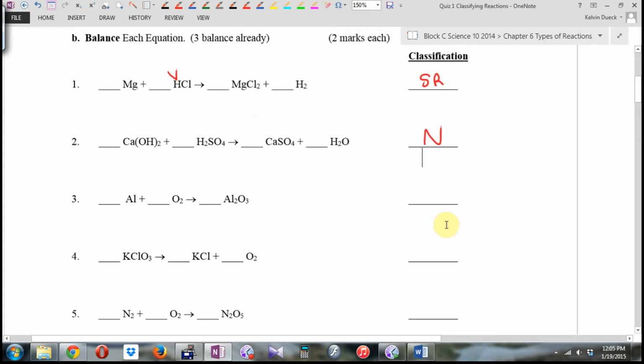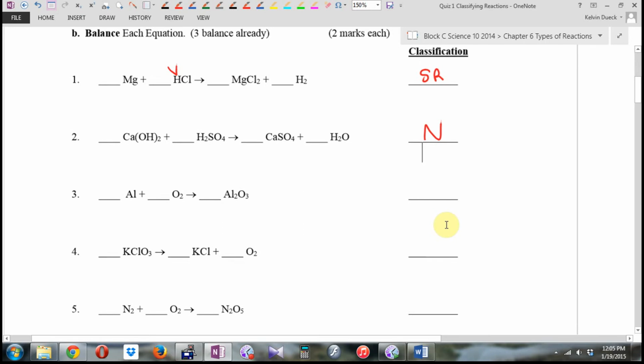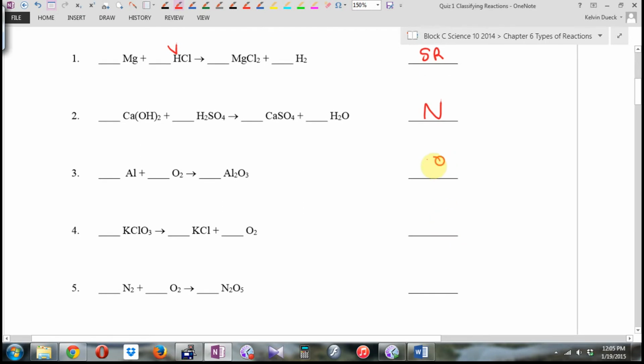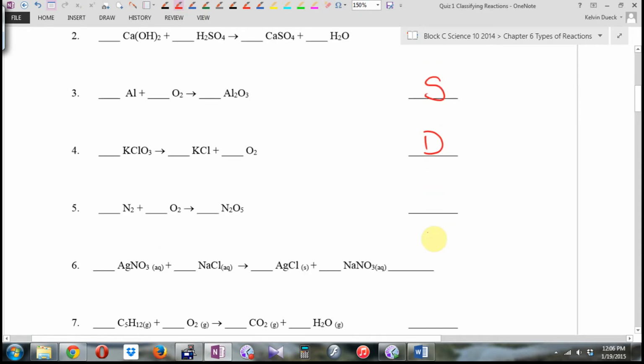You get 1 mark for the classification, and then we'll go back and give you 1 mark for the balancing. This is synthesis. You're combining two things into one. Here I see one thing being broken up into two smaller things. This is a decomposition, the opposite of synthesis. This is a synthesis. Boy, that's tough to say. This is nitrogen and oxygen combining to form dinitrogen pentoxide. I think we would call that because that's covalent. It's two nonmetals.